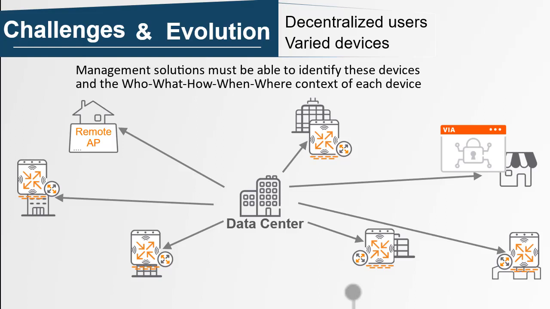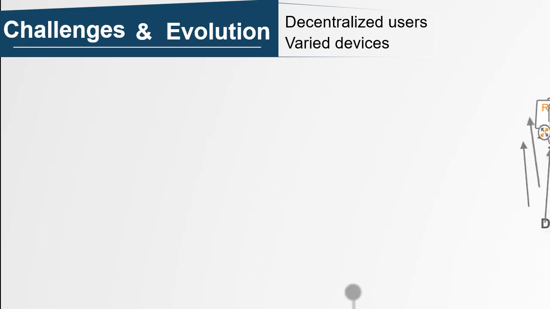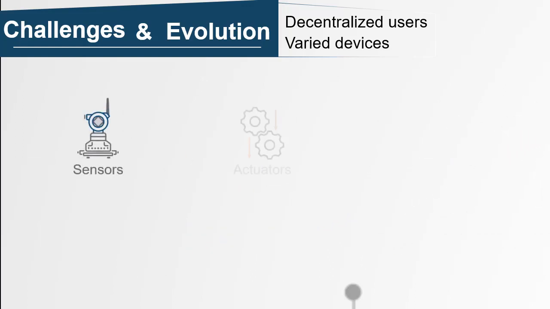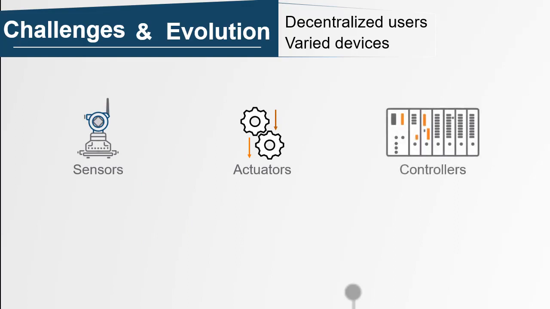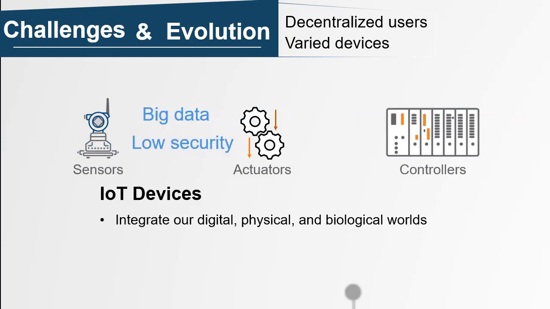These endpoint issues become even more challenging with the proliferation of Internet of Things or IoT systems, which often consist of sensors, actuators, and controllers that help to integrate our digital, physical, and biological worlds. Sensors can detect nearly anything: water pressure, heat, smoke alarm, proximity of expensive equipment, and valuable humans, whether somebody is waiting at a traffic light or a crosswalk. These systems can create a lot of data and lack security features.